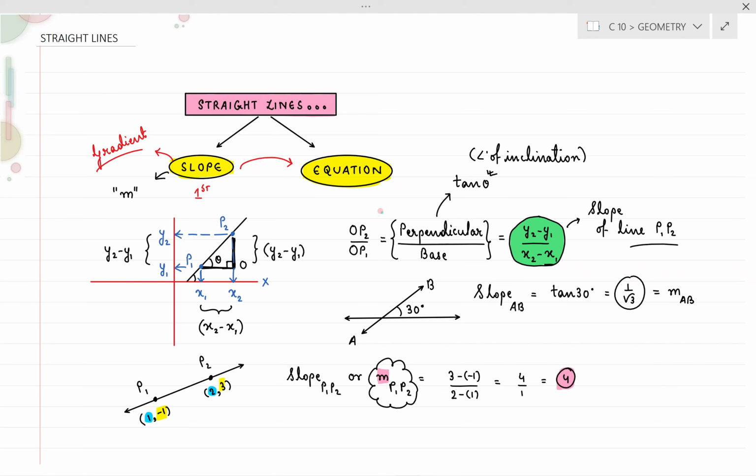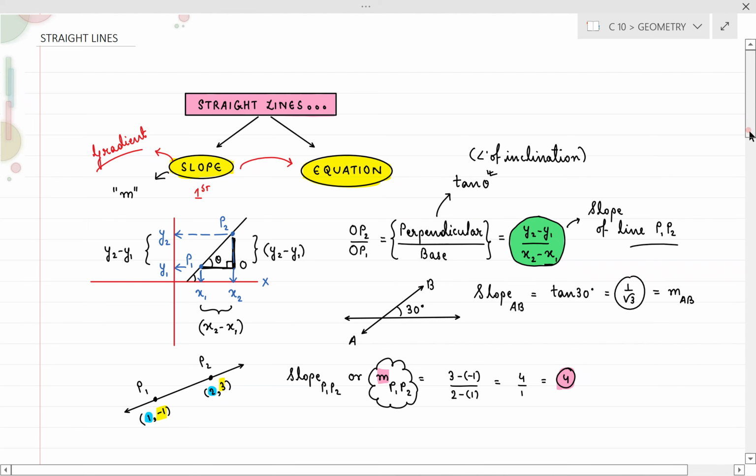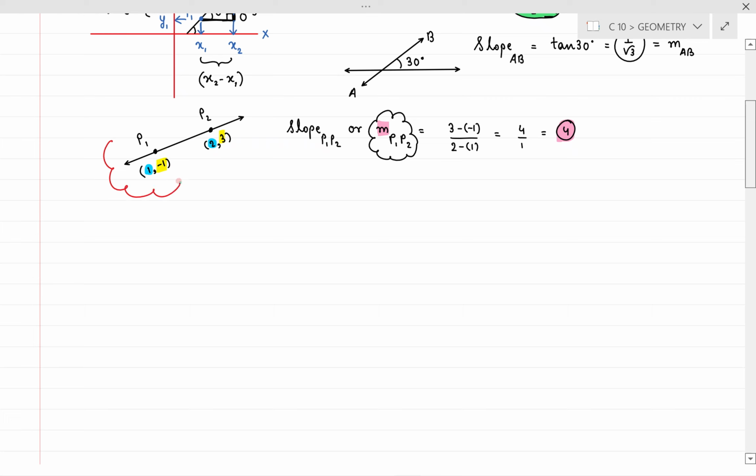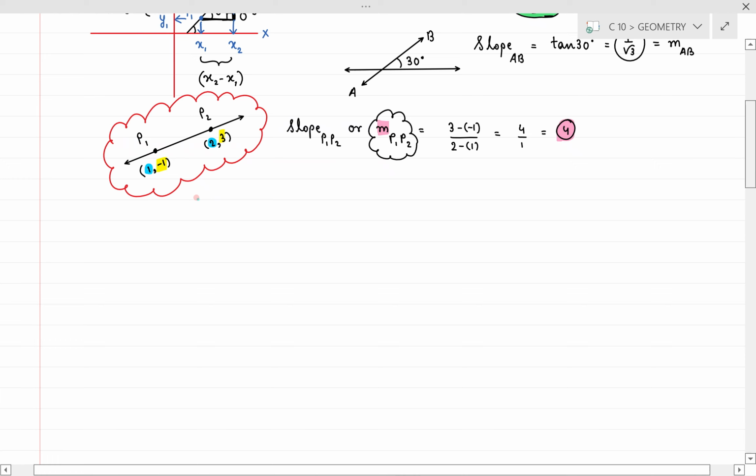Now after the concept of slope, let us proceed with the equation part. Now as you can see here, the same situation I am considering. There was a line P1, P2 whose coordinates were given, the line passing through 2 points, and with the help of those 2 points we already calculated the slope of the line. So the first part is over. Now we can find the equation of line P1, P2.